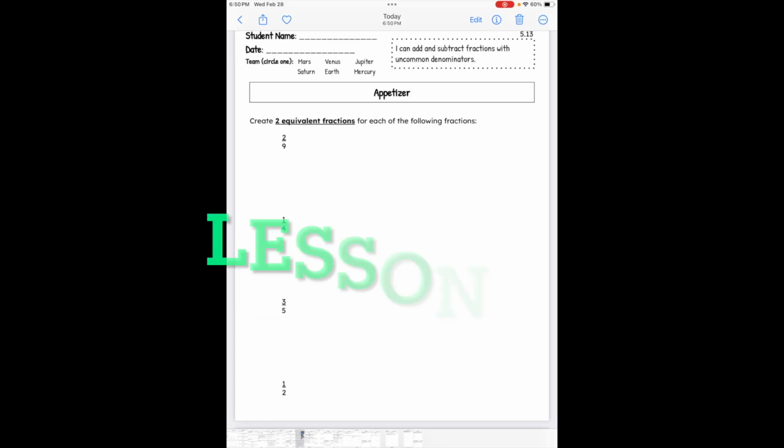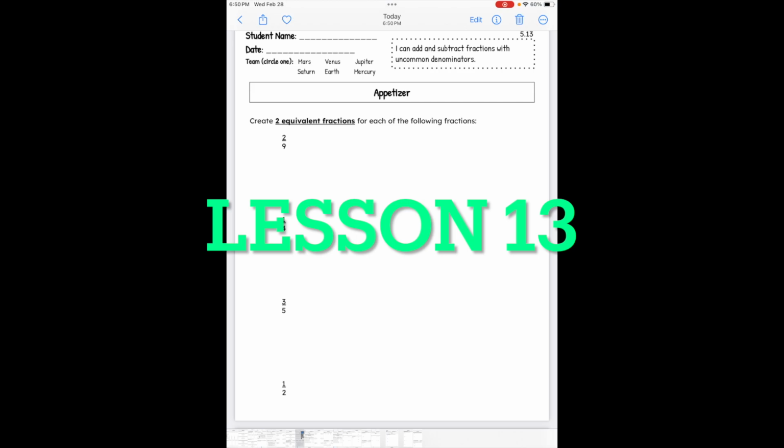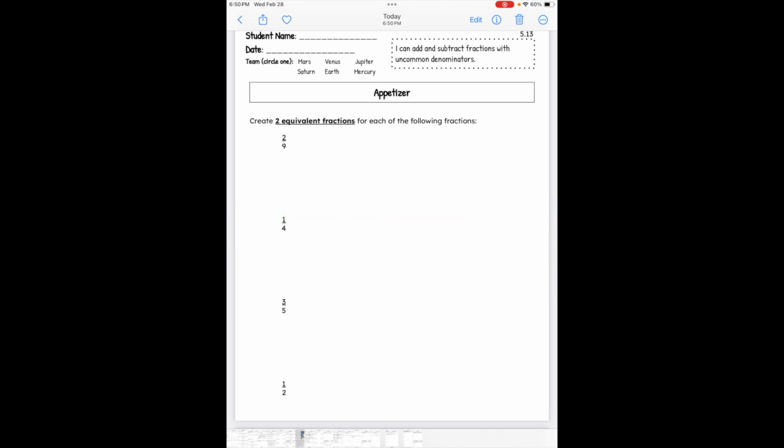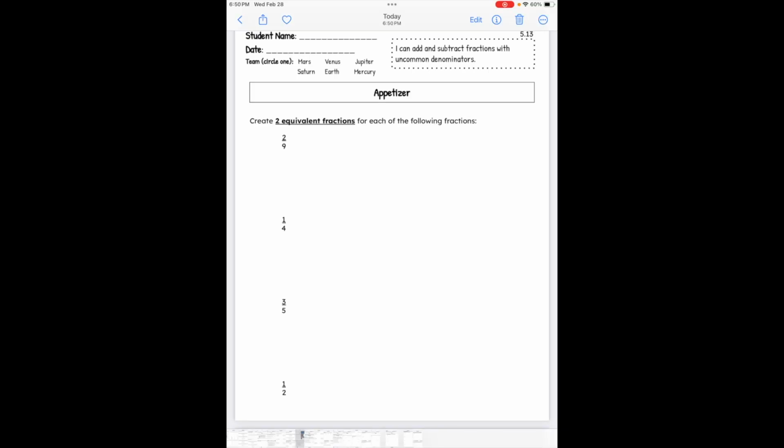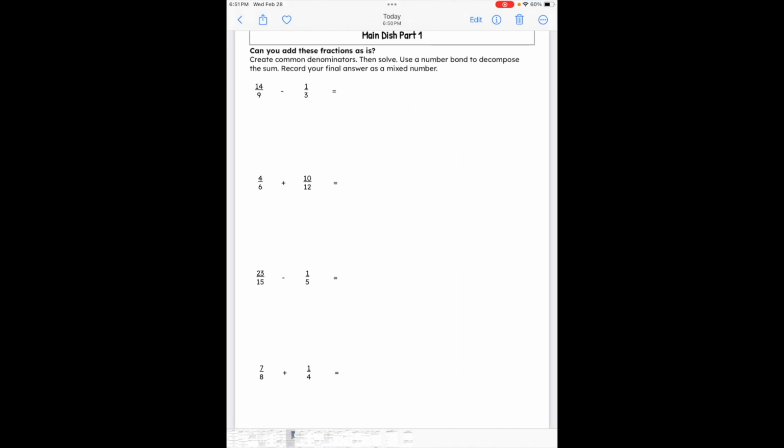Welcome to lesson 13. Go ahead and complete the first page of your math menu. Because you could have come up with several different equivalent fractions for 2/9 than me, I'm not going to complete this appetizer, but I'll just check it when you get this math menu turned in. So let's go ahead and move on with our main dish.